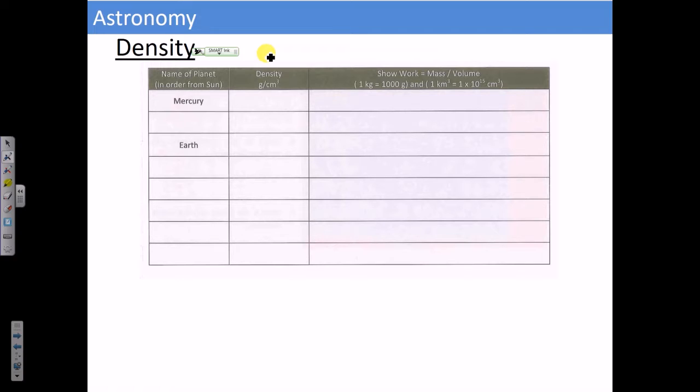You have to list them in order. And you'll notice that in this area where it says show work, you're going to want to do that work and adjust the values a little bit. So we want to do it in grams per cubic centimeter. Okay, that's different than the units you've calculated it in the previous table.